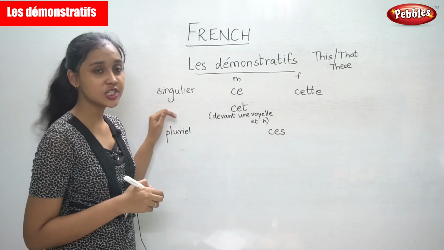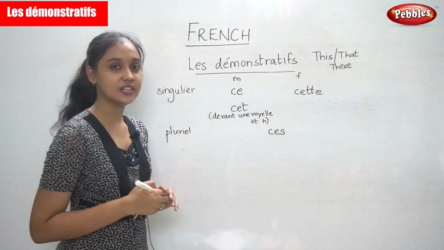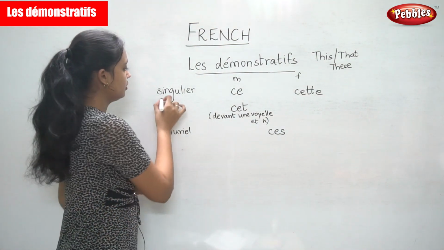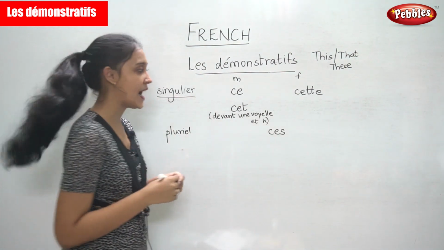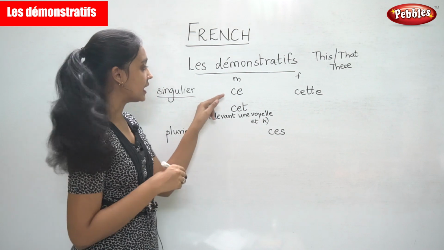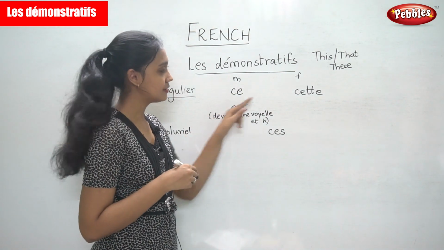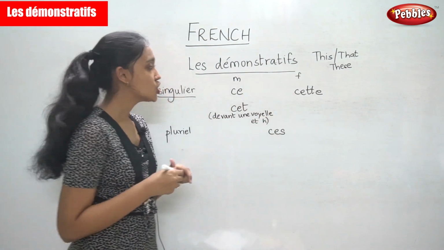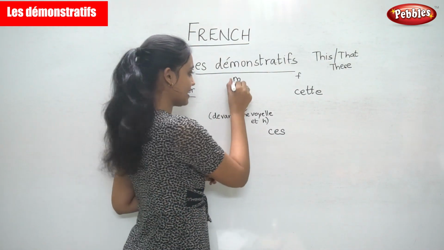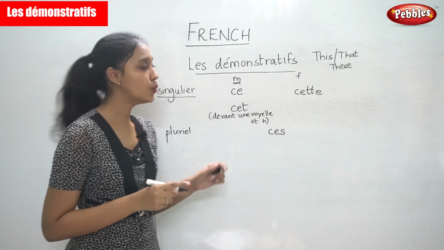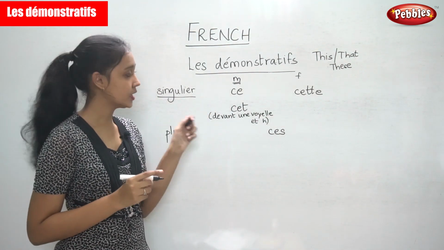So in French, these are the demonstrative adjectives. For singular nouns we have three. They are ce, cet and cette. So when do we use ce? When the noun is masculine singular, we use ce.